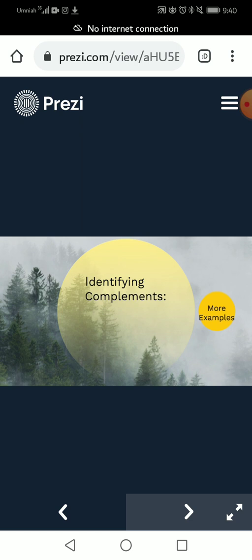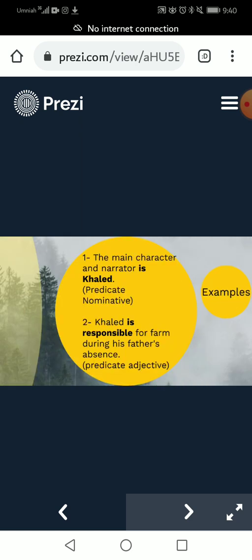Now, let's identify complements. If we say the main character and narrator is Khaled, as you can see here, we have is, which is a linking verb, and after this linking verb, we have a noun, Khaled. So it's a predicate nominative because Khaled identifies the words character and narrator, which is the compound subject here, and it comes after a linking verb.